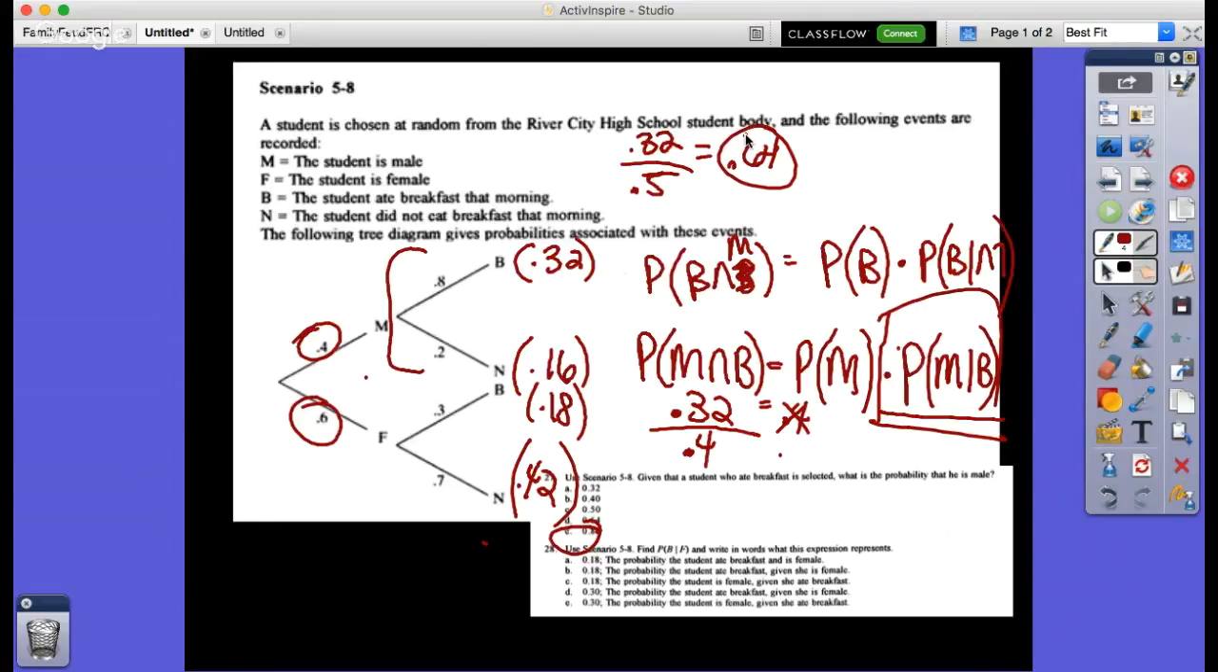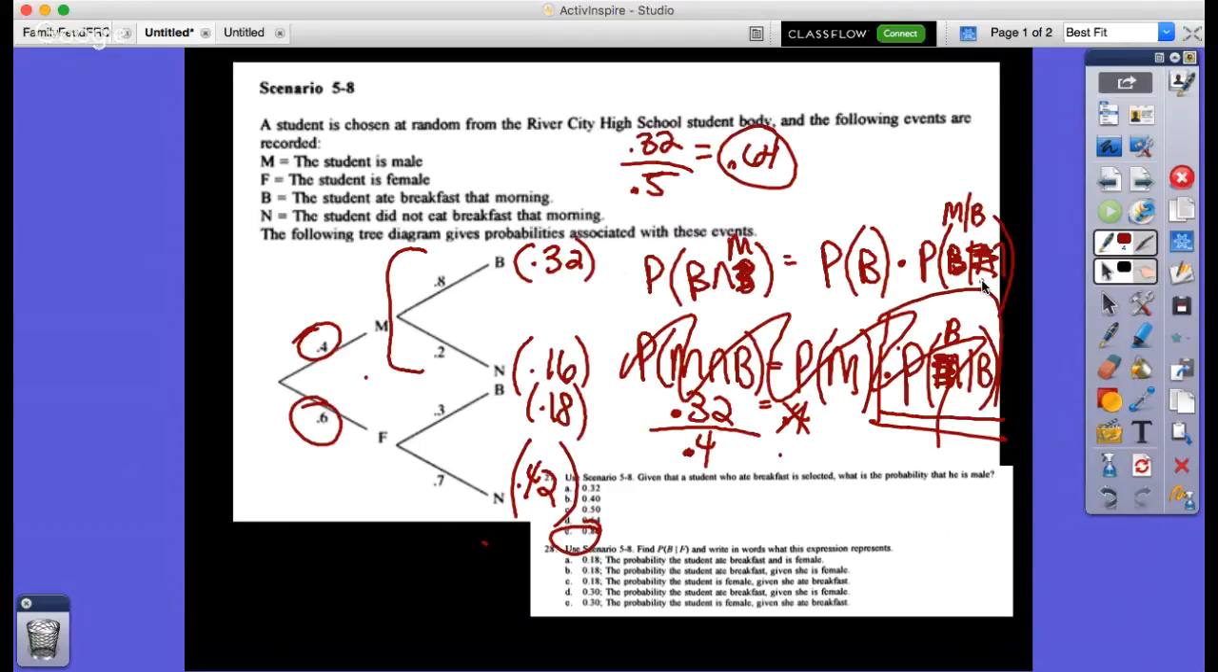I know why. Dadgum, you coach. It's probability of male times the probability of... this one right here was wrong. Because it's the probability of breakfast times the probability of male given that breakfast occurred. Oh, that is right. Does that make sense?